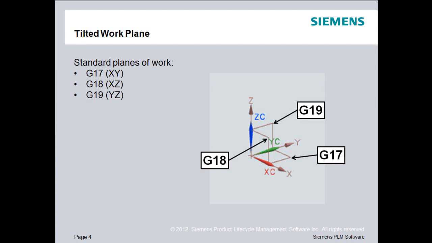The G17 plane, typically described as the XY plane, is the one that we create arcs and circles in when the tool is in the Z direction. The G18 and G19 planes are the XZ and the YZ plane, respectively.